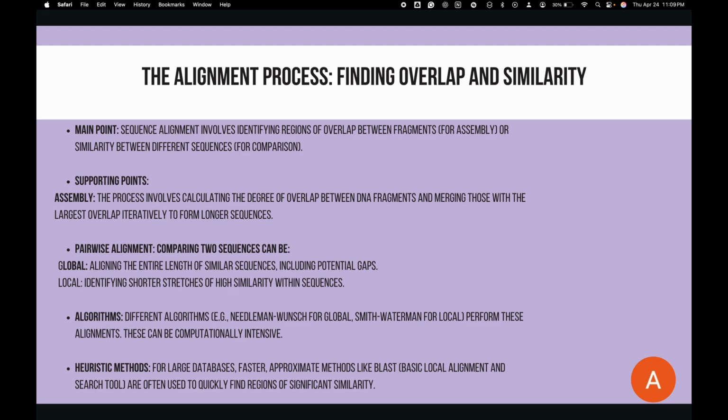Different algorithms can be used, and alignments can be computationally intensive. Heuristic methods are used for large databases, and they are faster, approximate methods like BLAST, and are often used to quickly find regions of significant similarity.